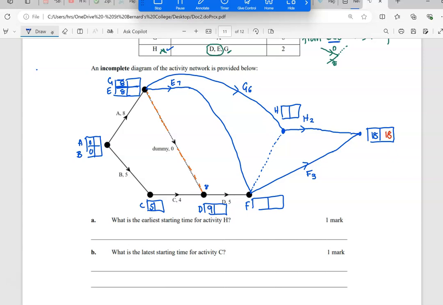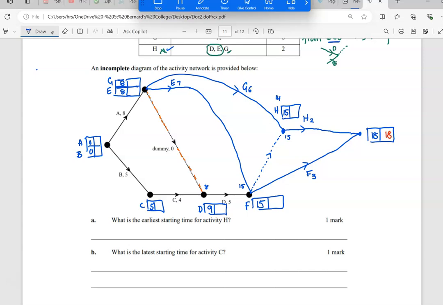So also, if I go from E and down to F, 8 plus 7 is 15. I'm just going to pop it there, and then I check along the bottom. 9 plus 5 is 14, so 15 is the bigger one, so I pop that in there. Sorry, I should have had the arrow on the dummy. So I've got 15 sitting here, but if I go from G, 8 plus 6 is 14, so 15's bigger, so I pop the 15 in there.